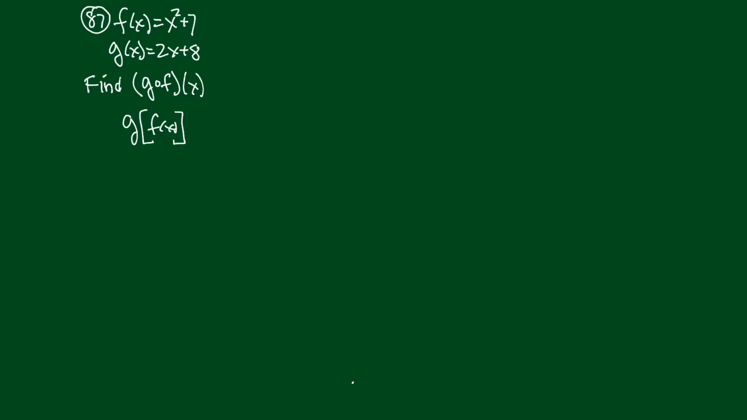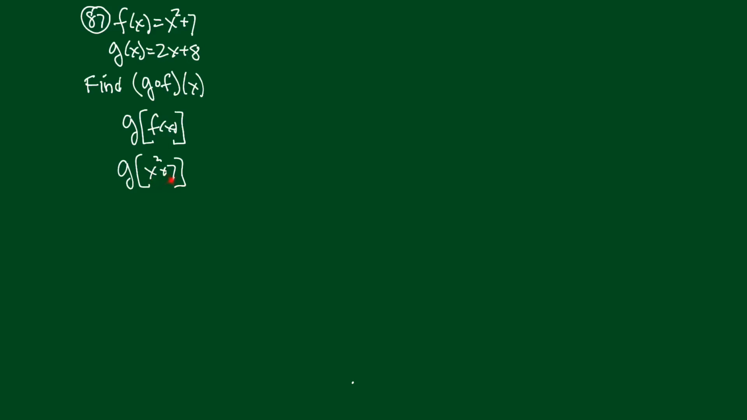Now let's just start here. What is f of x? F of x, that's right up here, right? We're given f of x. F of x is x squared plus 7. So I'm going to replace that f of x with exactly what it is, x squared plus 7. So we'll have g of x squared plus 7.